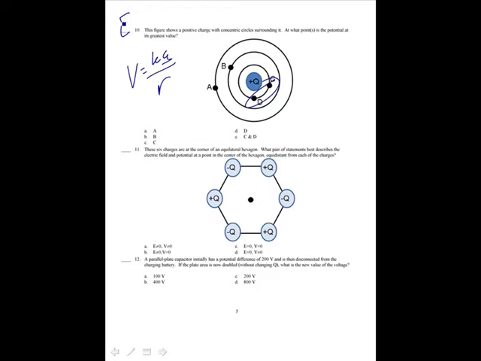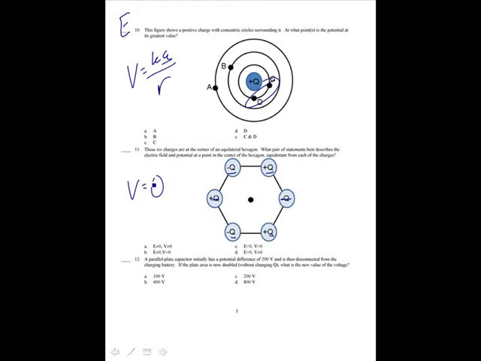These 6 charges are at the corners of an equilateral hexagon. What pair of statements best describes the electric field and potential at the point in the center of the hexagon? Well, for the electric potential, you have equal numbers of positive and negative charges: negative Q, negative Q, negative Q, positive Q, positive Q, positive Q, 3 each. So V is equal to 0.